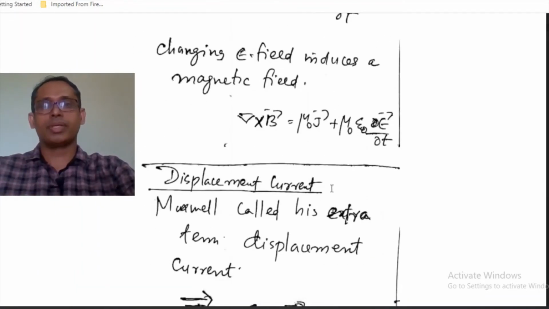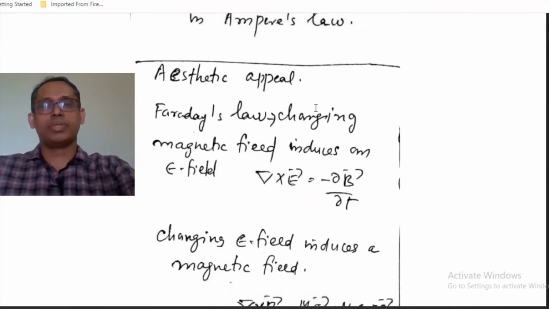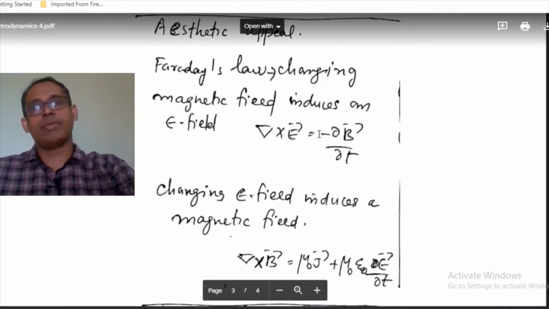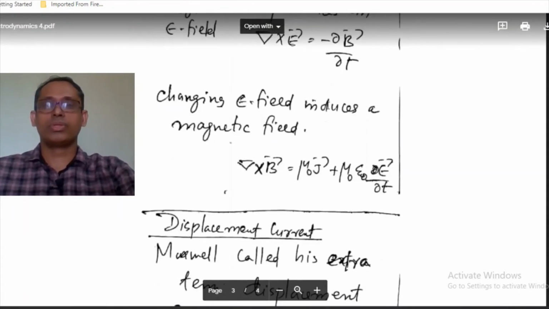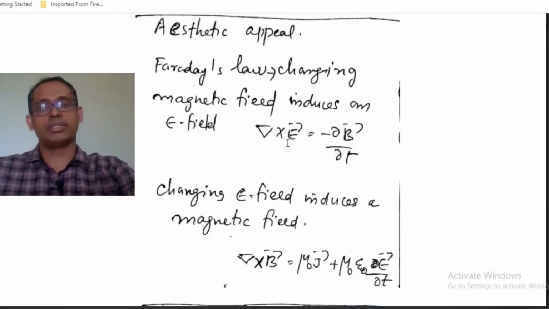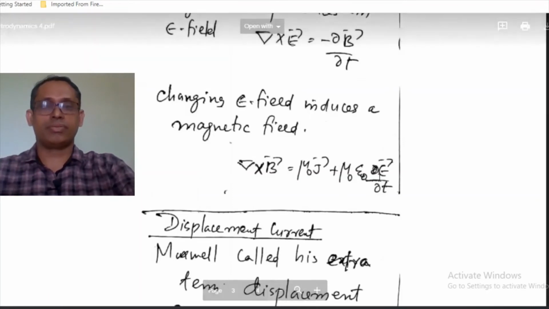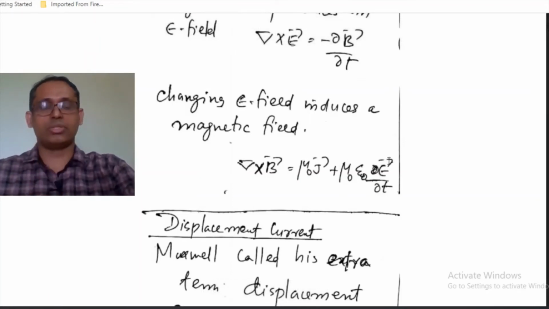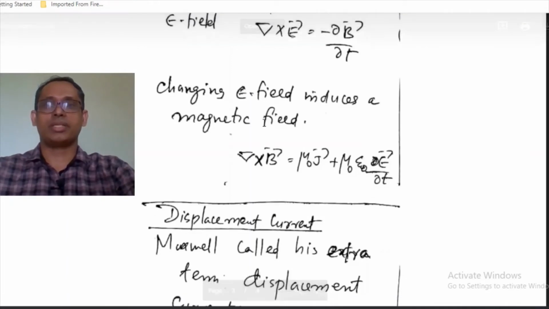And this equation also adds to the aesthetic appeal, because we have this equation ∇×E equal to minus ∂B/∂t, which is Faraday's law, which says a change in magnetic field induces an electric field. If we add this additional term to Ampere's law, this equation has ∂E/∂t, which says a change in electric field induces a magnetic field.